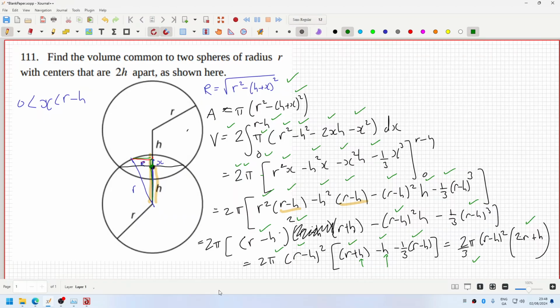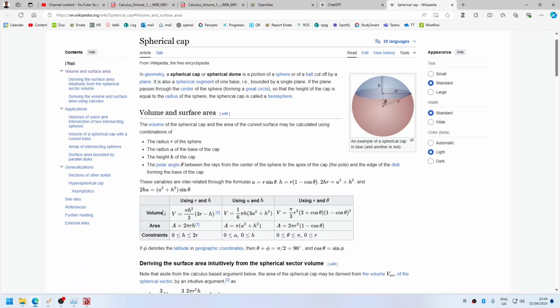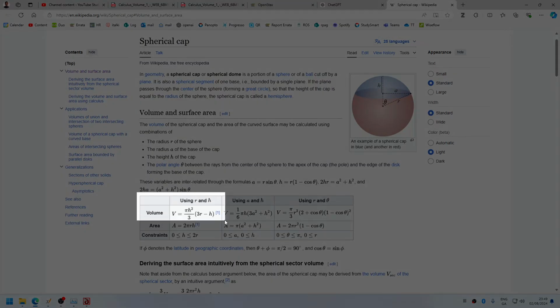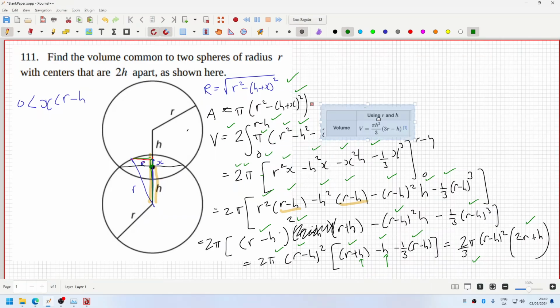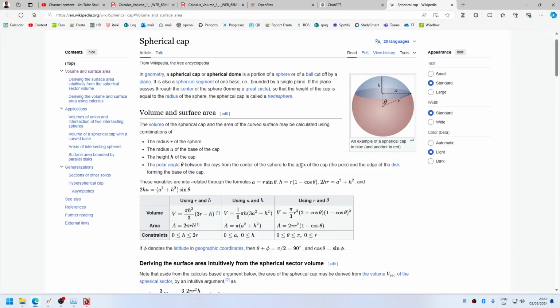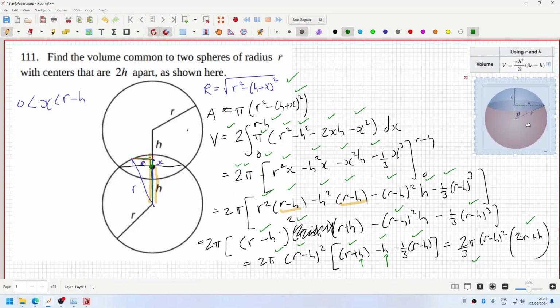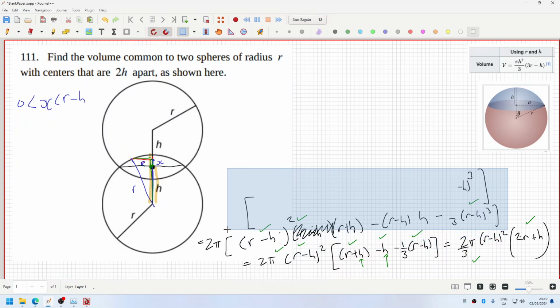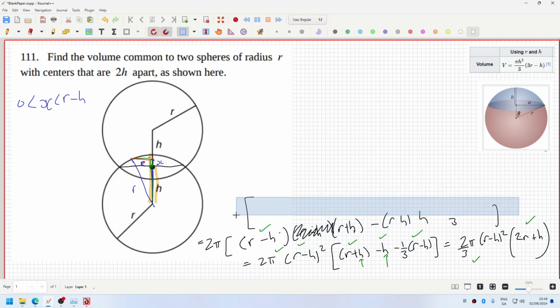I'm actually thinking now that the answer at the back is wrong, because I was looking up Wikipedia and I found this formula here, and that's for this particular shape here. So if I was to apply that, let's see what I'd get.